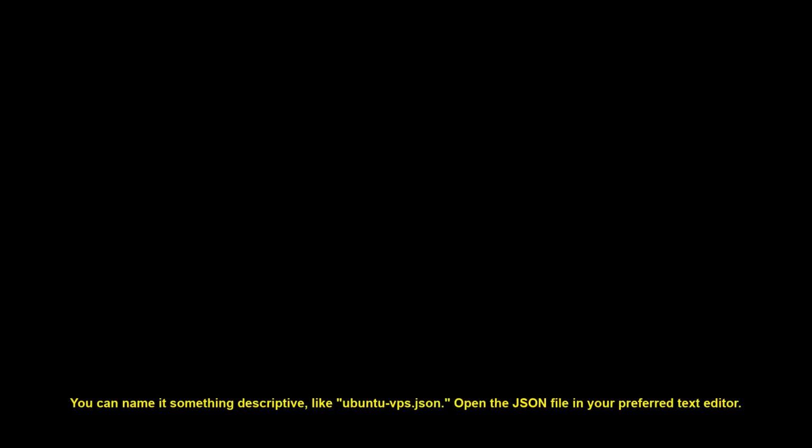Next, navigate to that directory in your terminal. Inside the directory, create a new JSON file to define your Packer template. You can name it something descriptive, like ubuntu-vps.json. Open the JSON file in your preferred text editor. Begin by adding the basic structure of the Packer template.